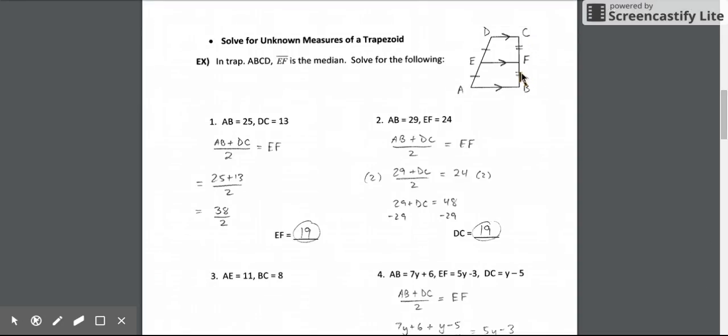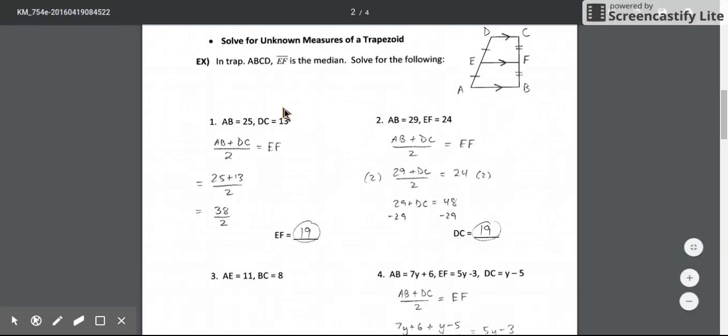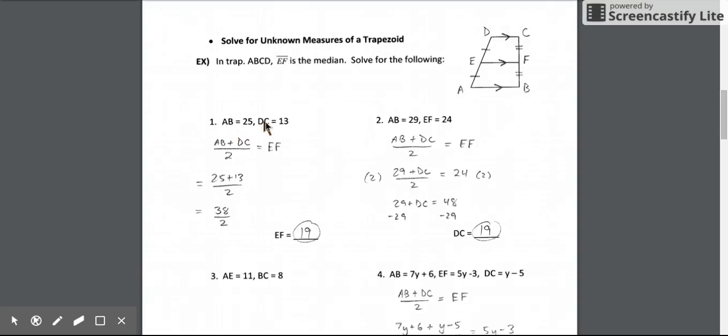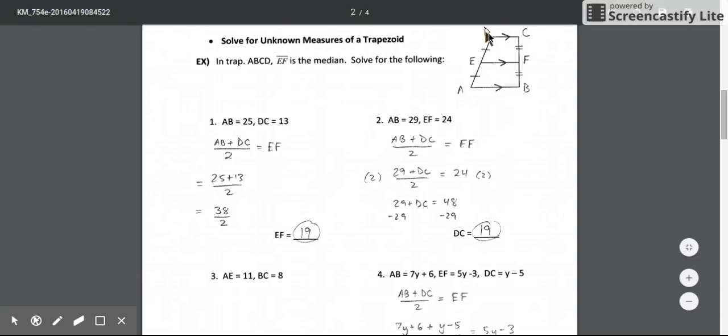So let's see how much of that helps us solve some of these questions. The first question, we're given values for AB and DC. AB and DC are bases, and knowing those base lengths will help us solve for the median length. So we can use our median formula. The sum of the base lengths divided by 2 is the median length.